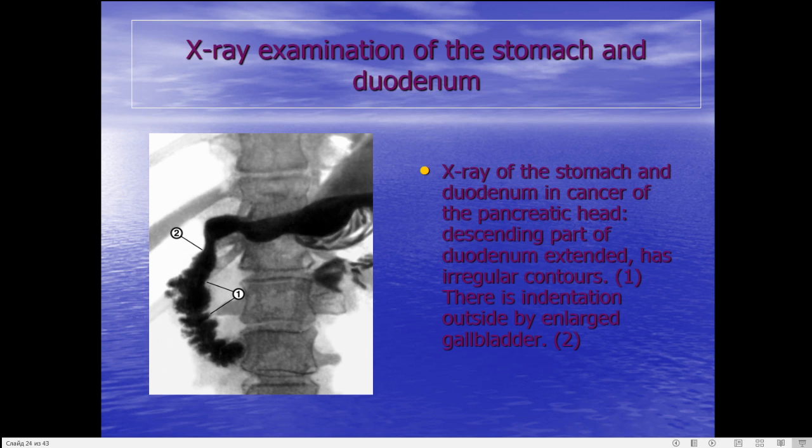X-ray examination of the stomach and duodenum in cancer of the pancreatic head. The descending part of the duodenum is extended and has irregular contours. First, there is an indentation from outside by the enlarged gallbladder. Number 1 and 2.